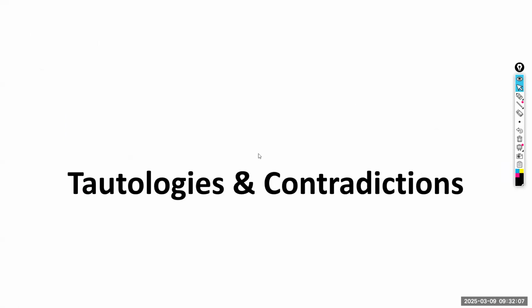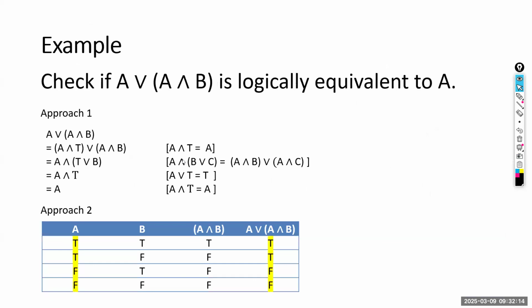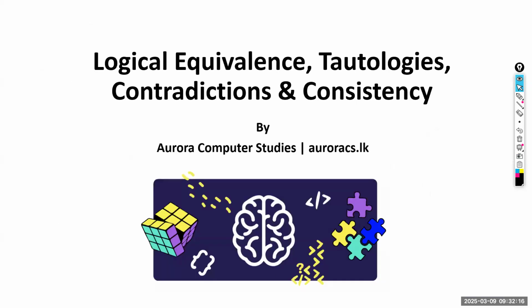Right. So this is a simple topic, very simple. Actually, now the complicated part is over. So these are very small topics. Right. Logical equivalence, tautologies, and contradictions. And also we will look at what is meant by consistency.